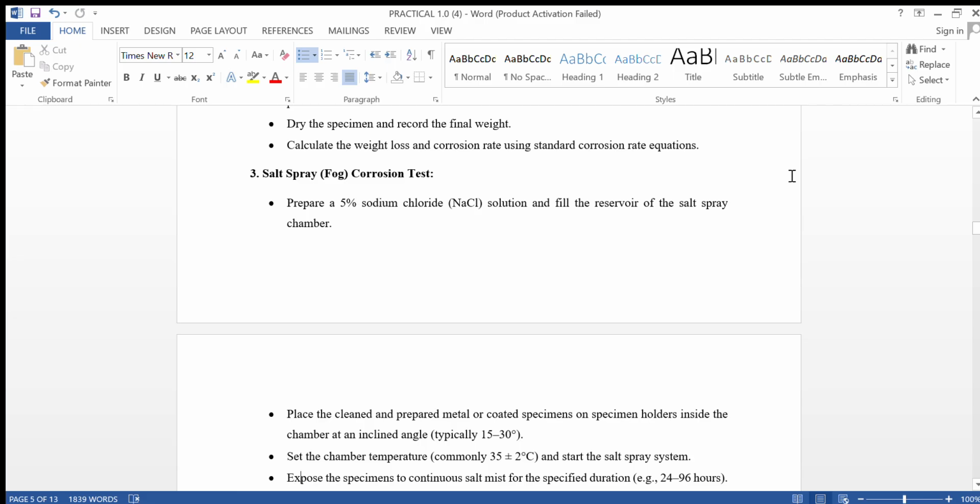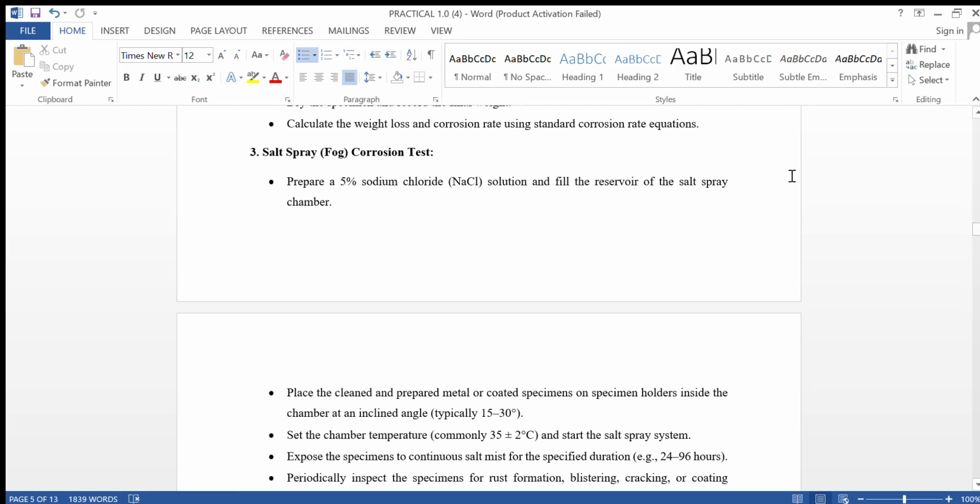Salt spray corrosion test. Prepare a 5% sodium chloride NaCl solution and fill the reservoir of the salt spray chamber. Place the cleaned and prepared metal or coated specimen or specimen holder inside the chamber at an inclined angle, typically 15 to 30 degrees.